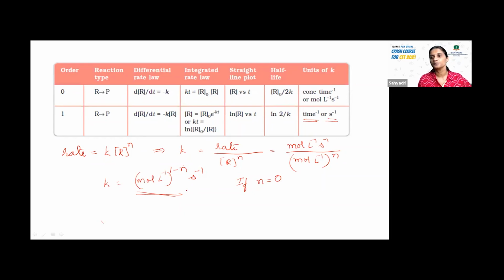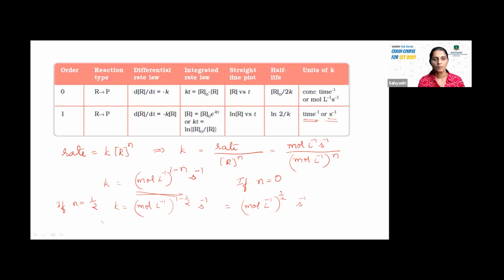If n is equal to 2, this is applicable for any order. Okay. If n is equal to 2, then 1 minus 2 becomes minus 1. So it becomes liter per mole per second. Liter per mole per second. If n is equal to half, fractional order, we will see. K is equal to moles per liter to the power 1 minus half, which is half. Correct. So this becomes moles per liter to the power half per second. N is equal to 3/4, 0.75. Anything you can do, just substitute here and calculate. That's it. Okay.